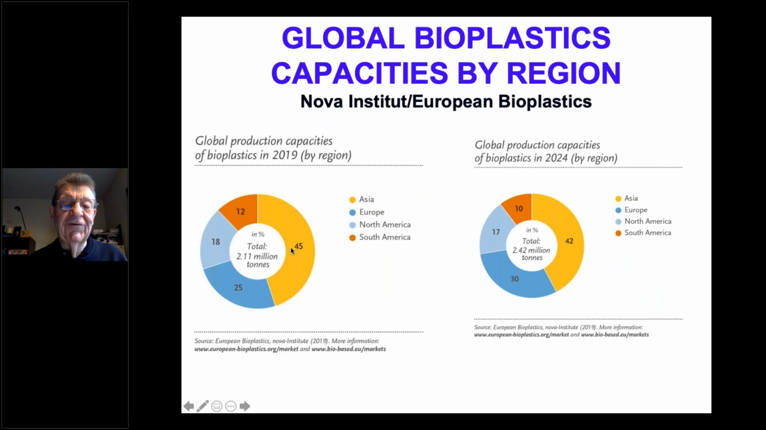Where are they being made? Well, the major production has been in Asia, but over the next 5 years, they're predicting very large growth in production in Europe, going from 25% of the total up to 30%, whereas everybody else is reducing in percentage terms, although going up in absolute terms.